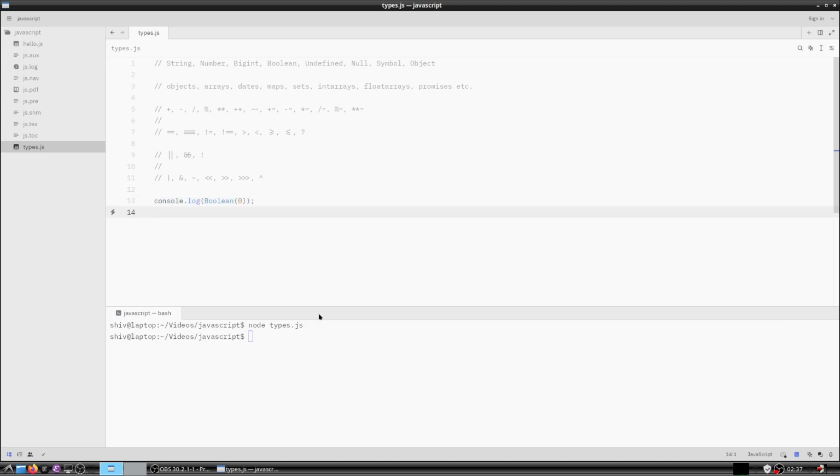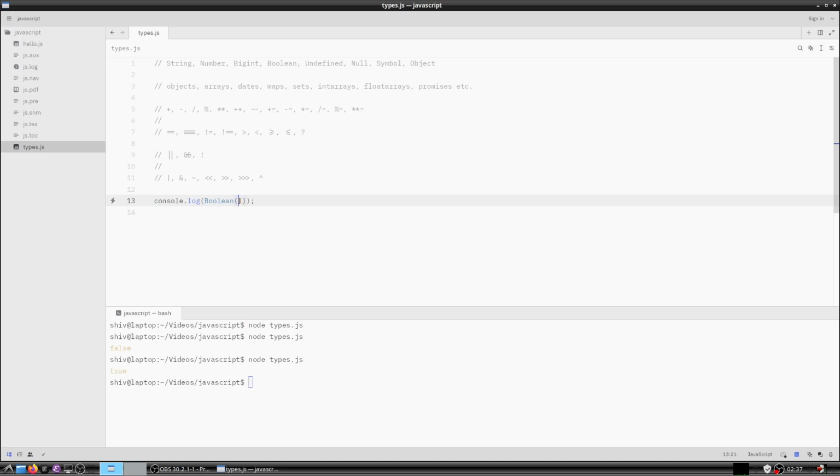I have not saved. So it says it is false. What about a positive number 1? So 1 is true. What about -1? -1 is also true. So in general, whenever there is a value present, it would be true, and whenever a value is absent, it would be false.